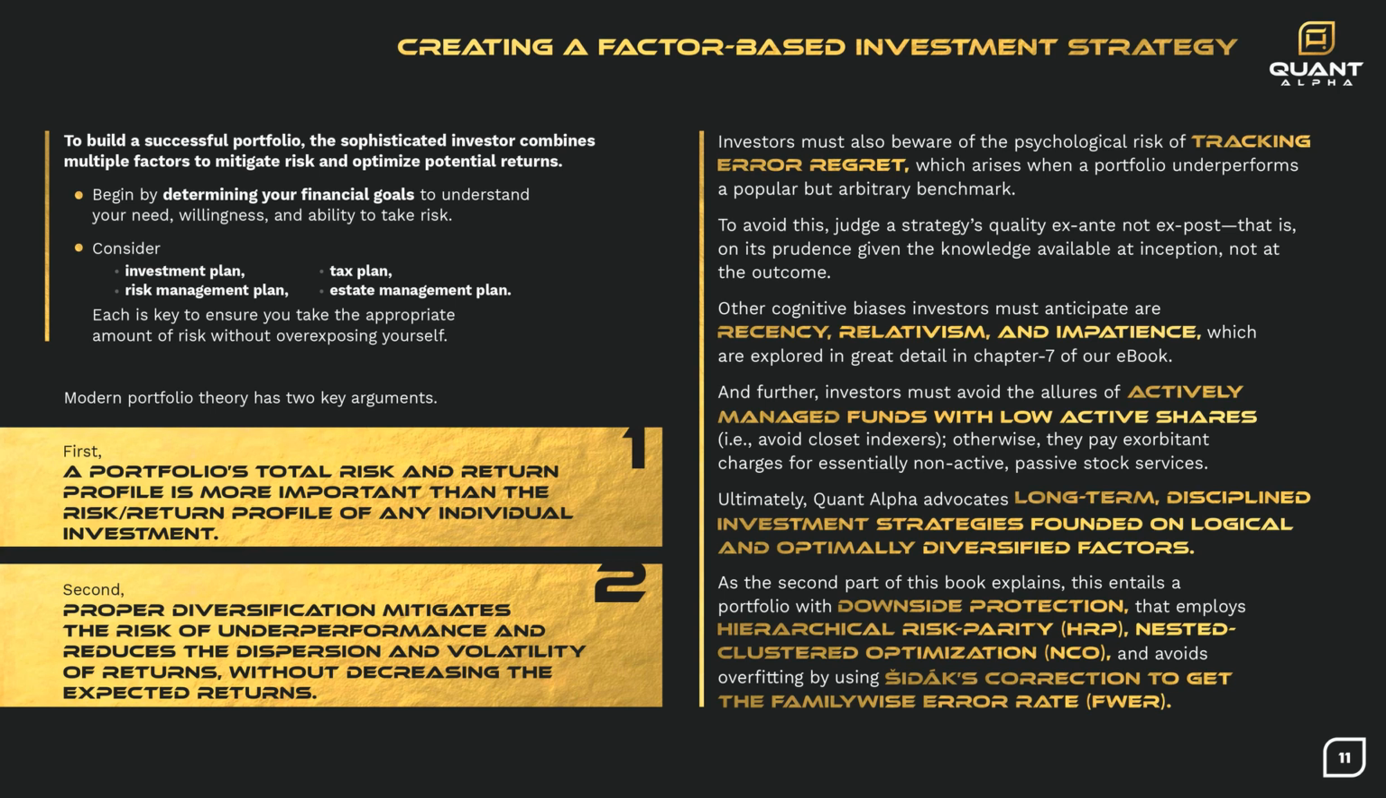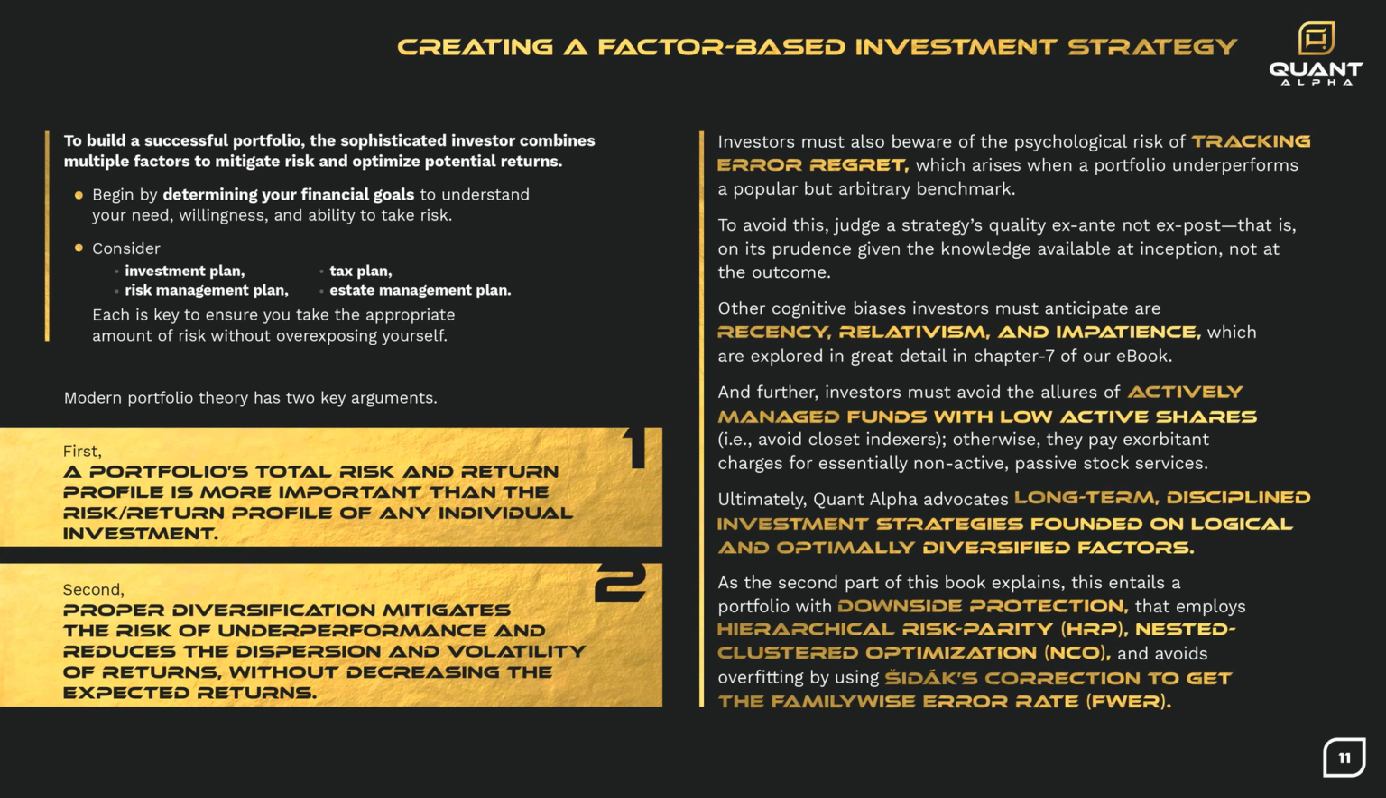Modern portfolio theory has two key arguments. First, a portfolio's total risk and return profile is more important than the risk-return profile of any individual investment. And second, proper diversification mitigates the risk of underperformance and reduces the dispersion and volatility of returns without decreasing the expected returns. Investors must also beware of the psychological risk of tracking error regret, which arises when a portfolio underperforms a popular but arbitrary benchmark. To avoid this, judge a strategy's quality ex ante, not ex post. That is, on its prudence given the knowledge available at inception, not at the outcome.